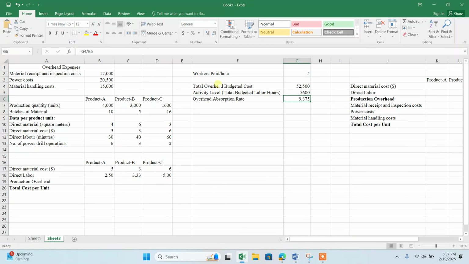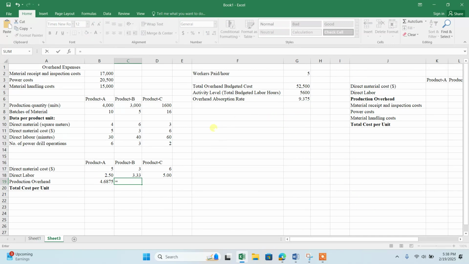Activity base for the overhead, already it's mentioned that it is the total budgeted labor hours. Now, check how much time is required to produce product A. This is the cost for 1 hour, while I need only 30 minutes. If I convert this into hours, it means half an hour multiplied by this overhead rate, which is for 1 hour. I convert the 30 minutes into hours, so this will be divided by 2. See, this is 4.867.